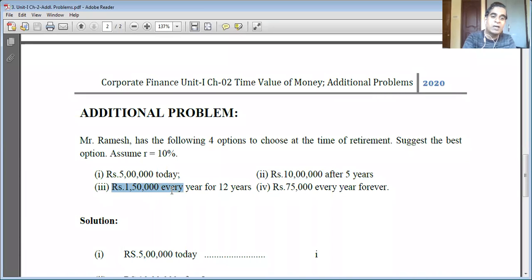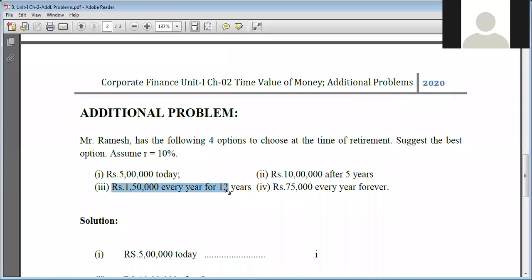1,50,000 rupees every year for 12 years. Year 1, 1,50,000, year 2, 1,50,000, year 3, 1,50,000, like that, each year for 12 years. So what is this case? Annuity, sir. Present value of annuity. Yes, that is the full correct answer, because you are going to receive 1,50,000 rupees each year in future for 12 years. So you need to find out the present value of this annuity.